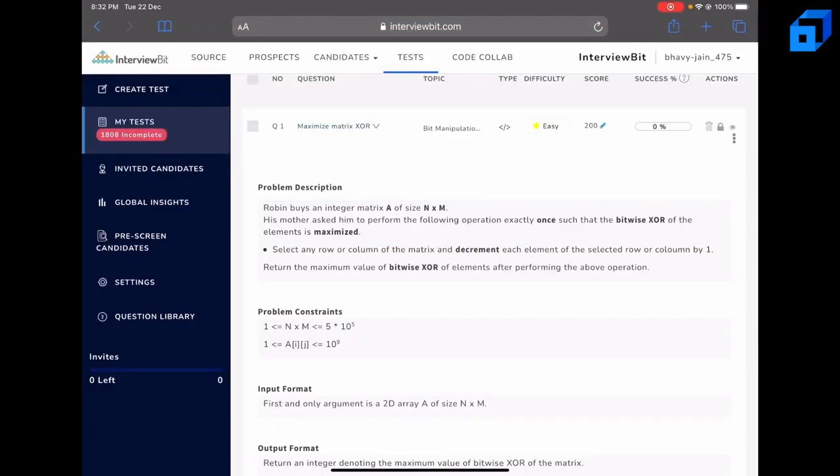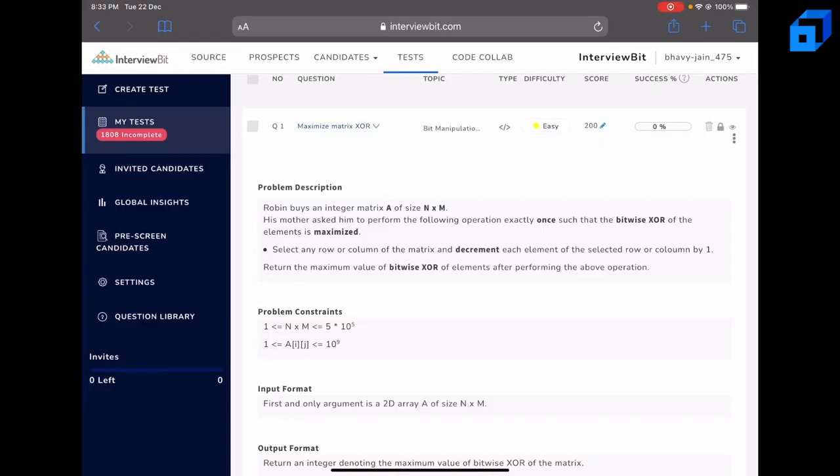Hey guys, I'm Bhavya. In this video, I'll describe the easy problem and the hard problem of CodeDrift on bit manipulation. So let's look at the easy problem. Robin has an integer matrix A of size n cross m. His mother asked him to perform the following operation exactly once, such that the bitwise XOR of the elements is maximized. Select any row or column of the matrix and decrement each element of the selected row or column by 1. Return the maximum value of bitwise XOR of elements after performing the above operation.